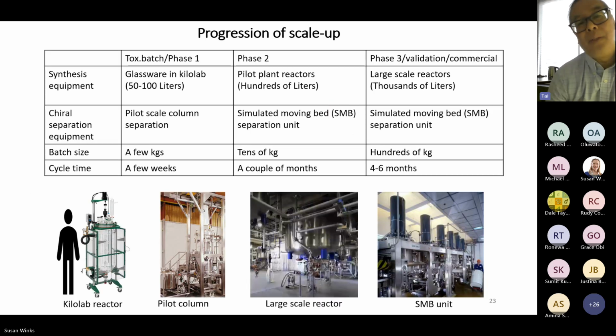So this is how we scaled this up. You can see we go from the kilo lab, using a pilot column to do the chiral separation, to a very large scale reactor and also a very large scale SMB chromatographic unit to do the chiral separation. You can see in the picture of the SMB unit, there's a gentleman rolling a drum here, so you can get a sense of the scale of the equipment.